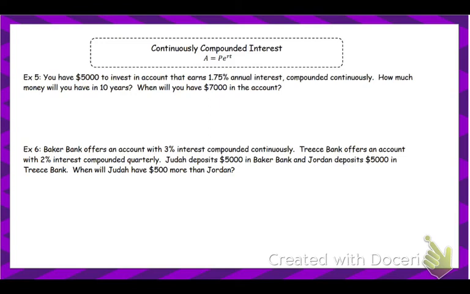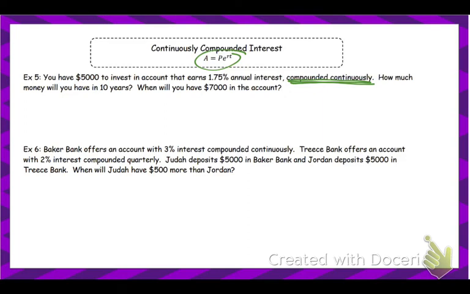So let's look at this one. We have $5,000 to invest in an account that earns 1.75% annual interest compounded continuously. So if you see the phrase compounded continuously, you will use this Pert formula. If you see the phrase compounded any other period of time, you're going to use the formula that we used in the previous example. Right? But compounded continuously, that specific phrase means we're going to use the Pert formula. So we want to know how much money we'll have in 10 years.